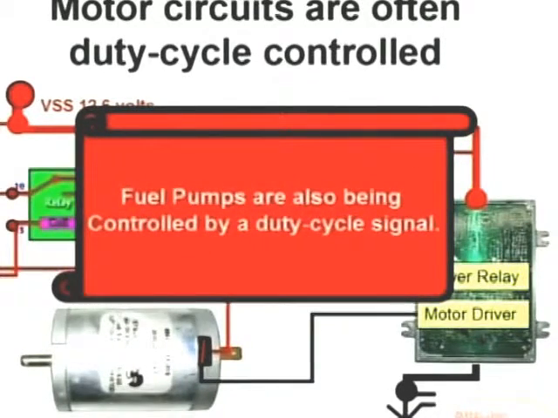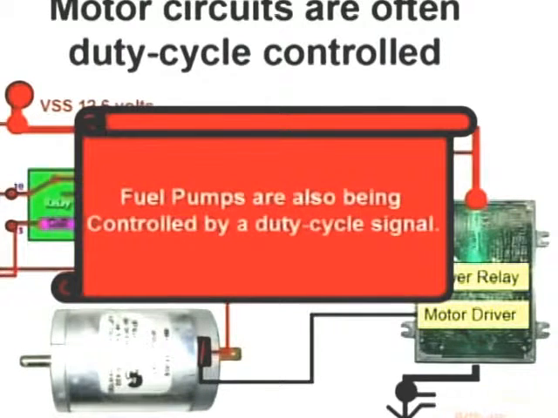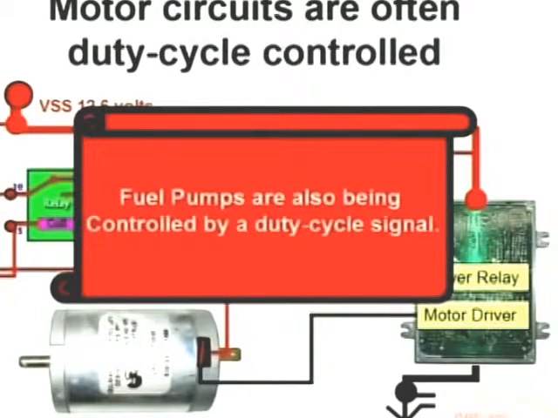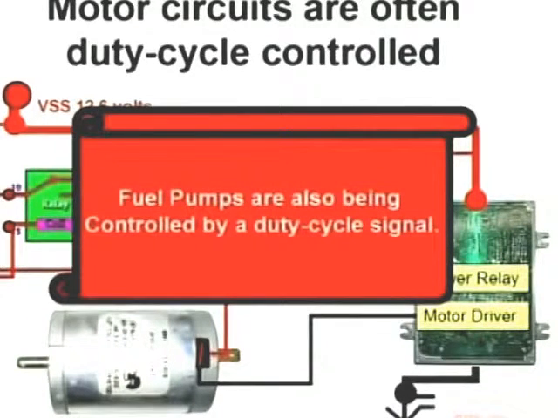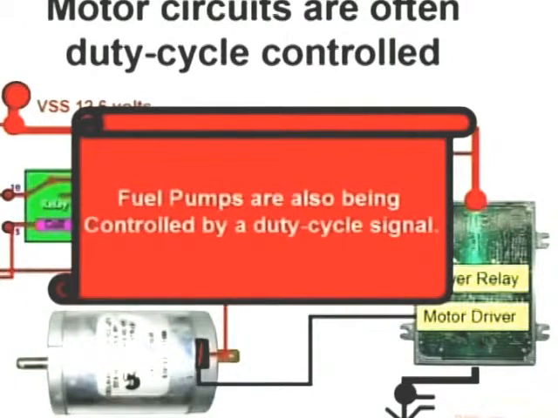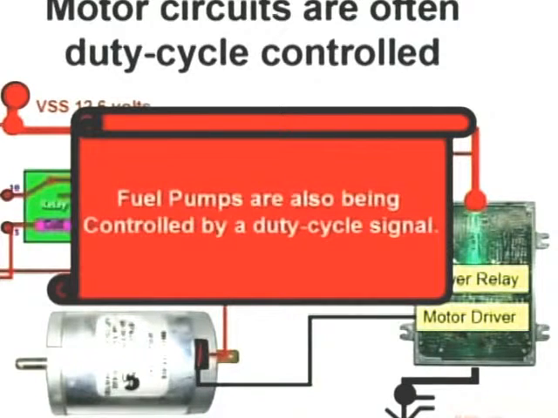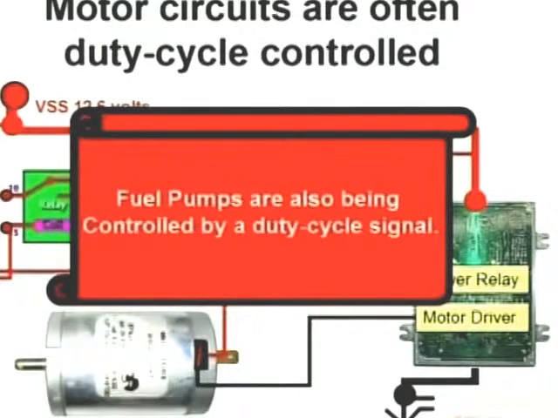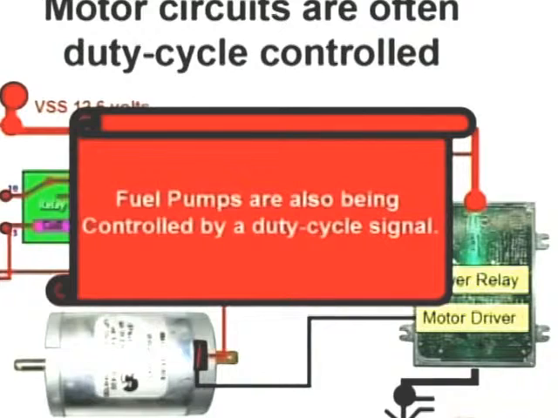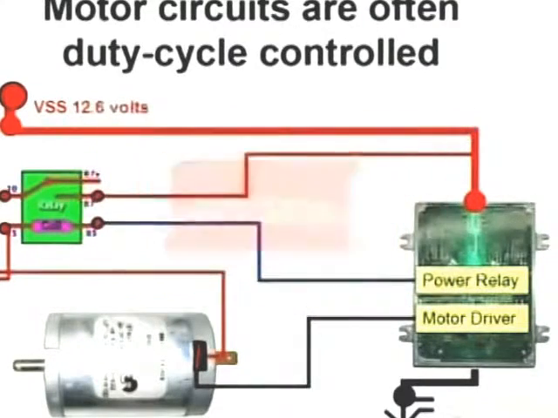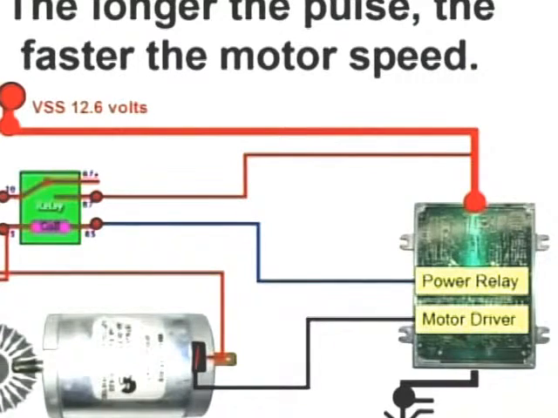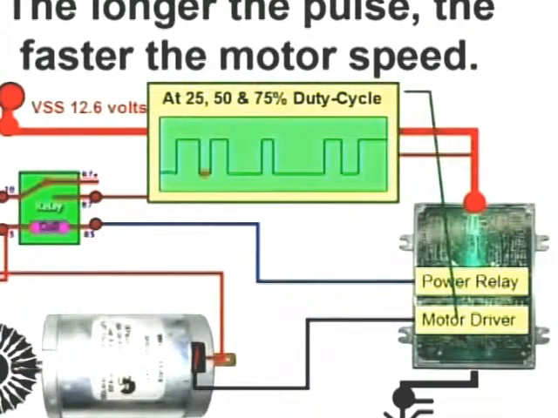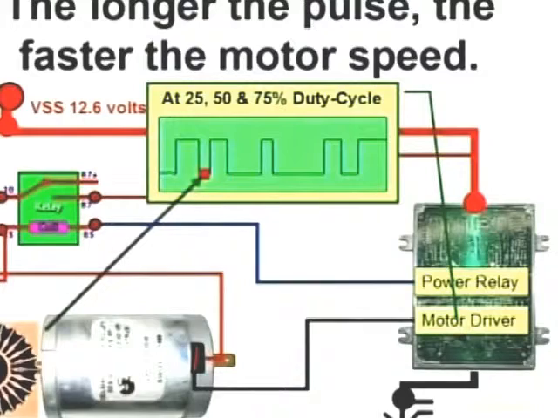In this particular case, the relay provides the plus or the positive side to the motor, and the ECM or the ECM driver provides a pulsated ground to the negative side of the motor. Again, current flows from negative to positive, and depending on the pulse of the duty cycle signal, that's what is going to determine the actual speed of the motor.